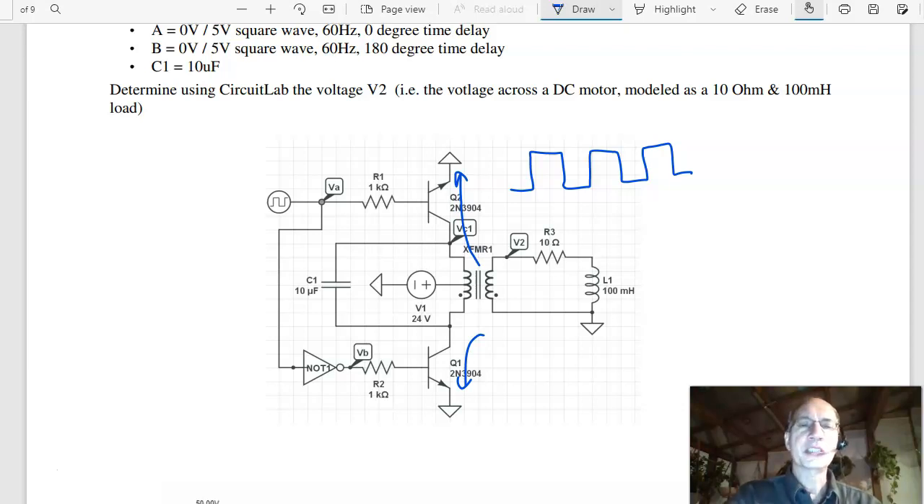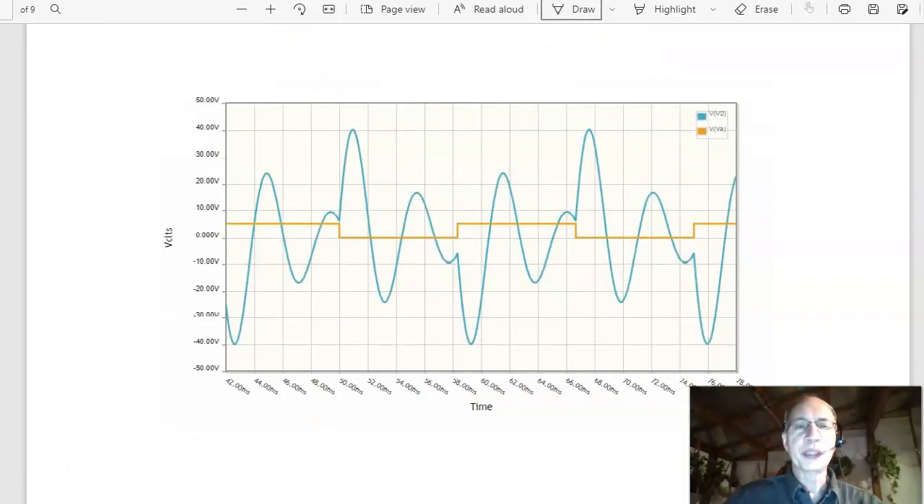What the capacitor does is act kind of like a filter. You're trying to set up a resonant circuit between C1 and L1 so that I filter out the harmonics and I get a sine wave out. If I try 10 microfarads and 100 millihenries, this is where Circuit Lab is really nice. I can throw this into Circuit Lab and do a time domain simulation.